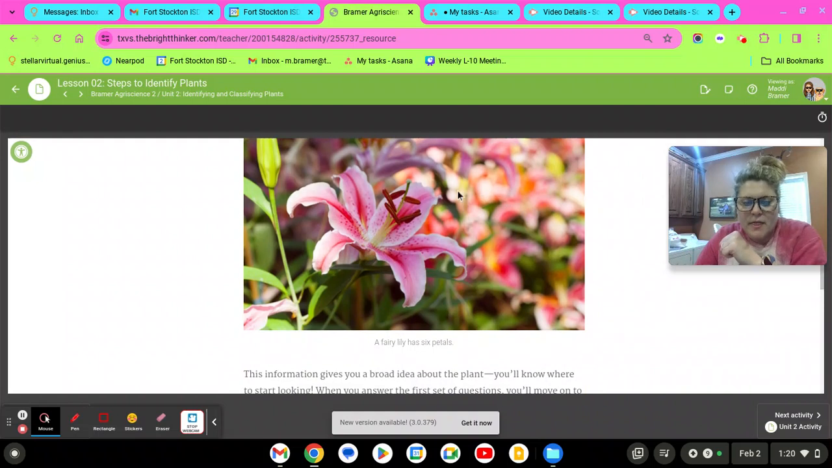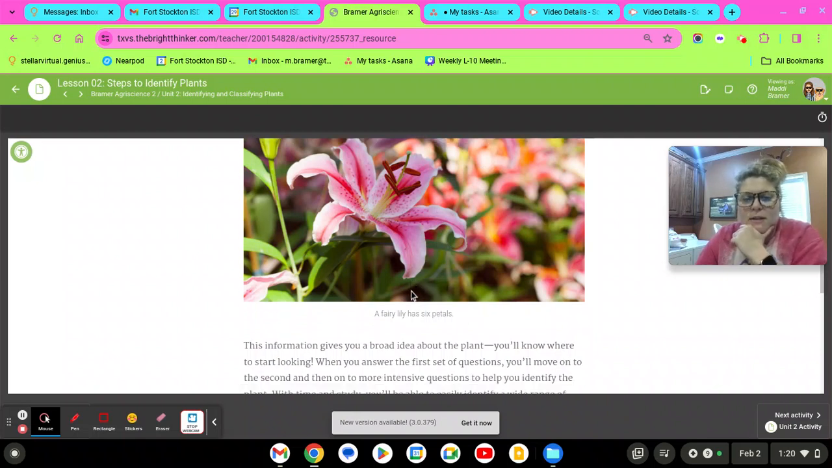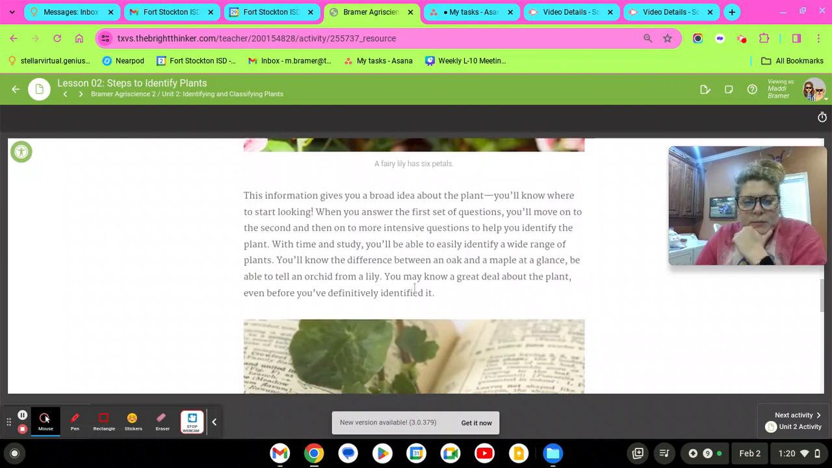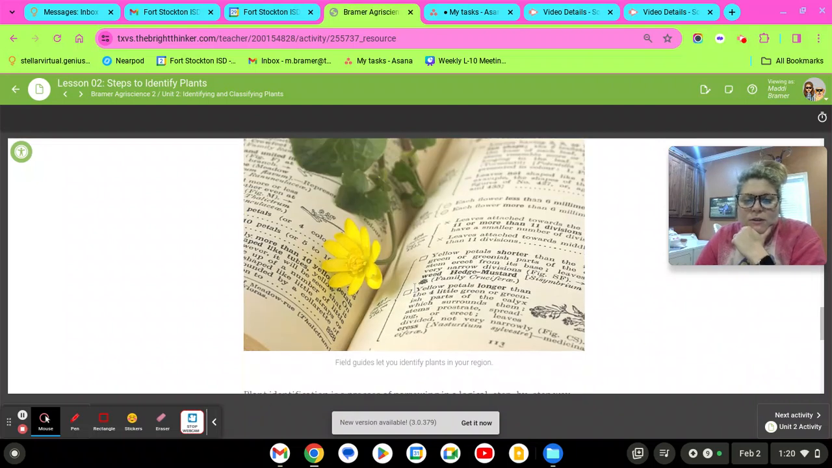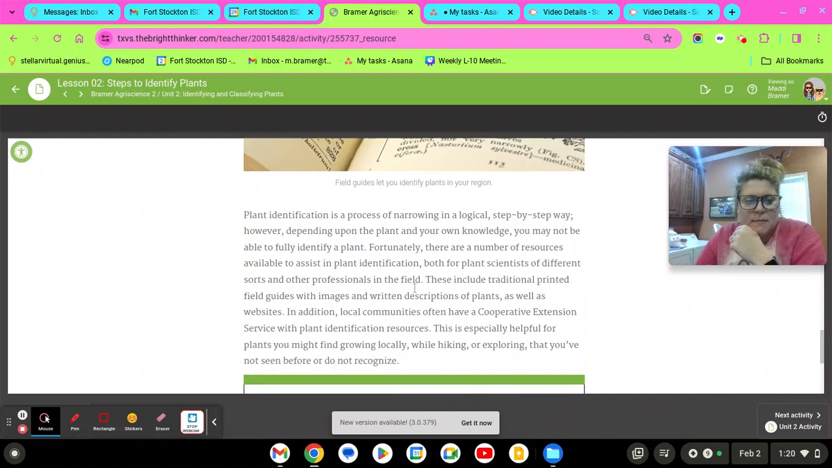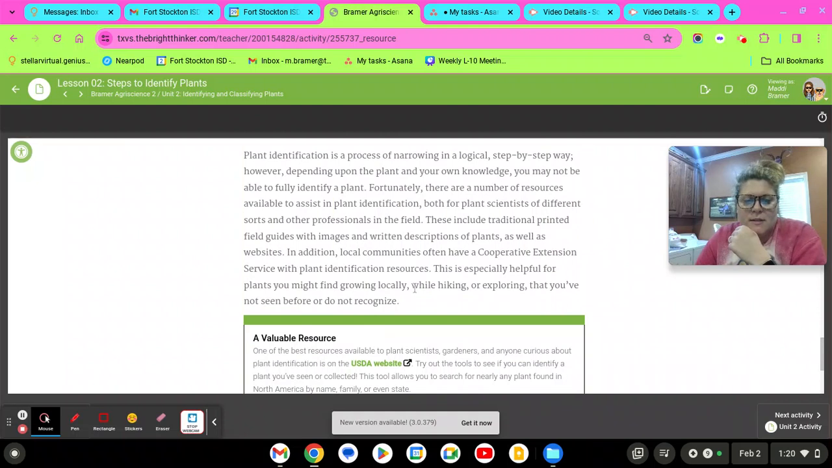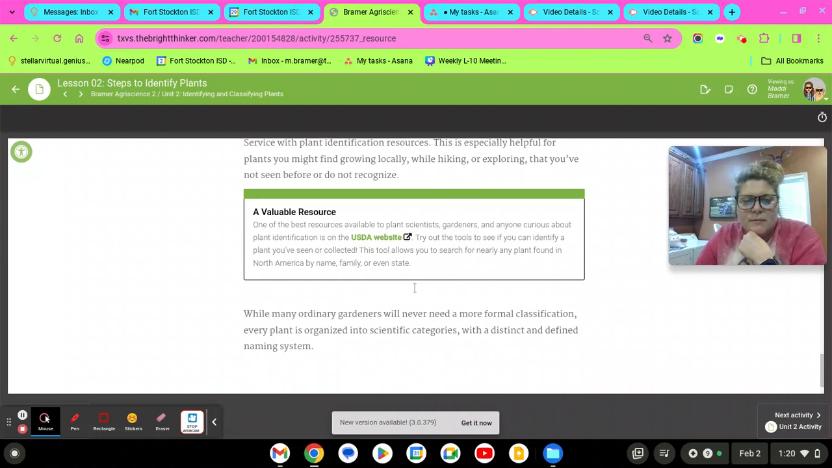So there's a lily right there. It is in multiples of 3 because it has 6 petals. That's a multiple of 3. And it is symmetrical. You could cut it up. This summary gives you a really broad idea, but it gives you an example of things to look at in a plant. It's not something you're going to learn overnight. It's just going to take practice, practice looking at the different plants.